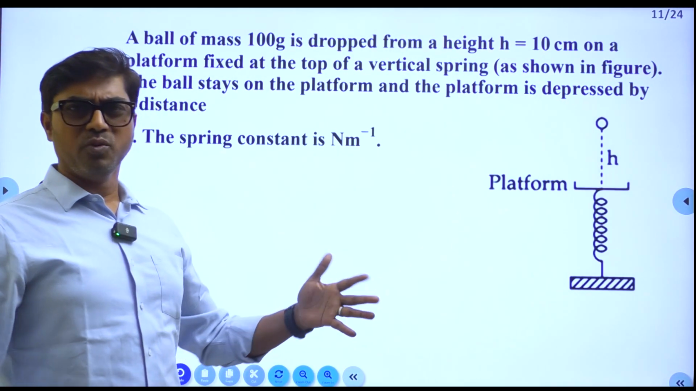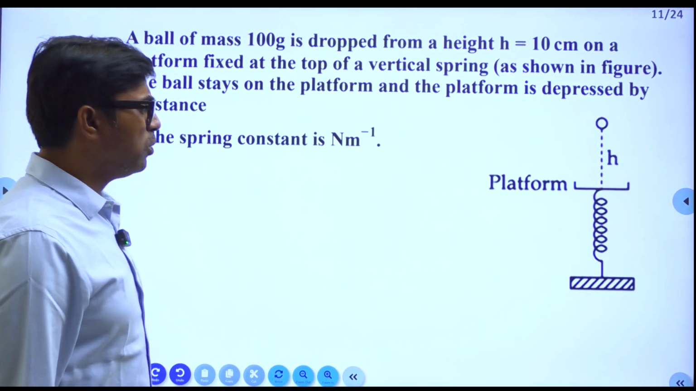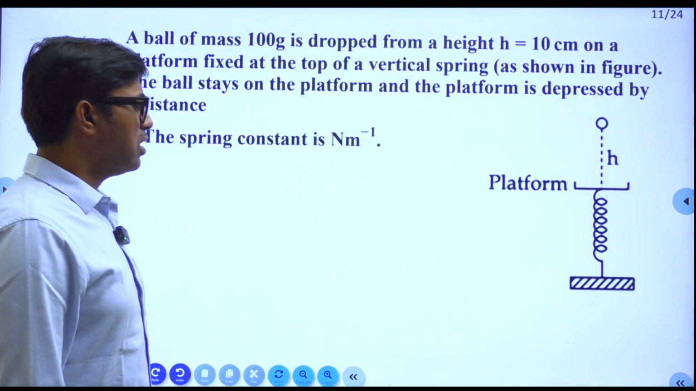Yeah, this is one problem. I don't know, many students were asking again and again. Simple problem only, but somehow students are not able to visualize it.